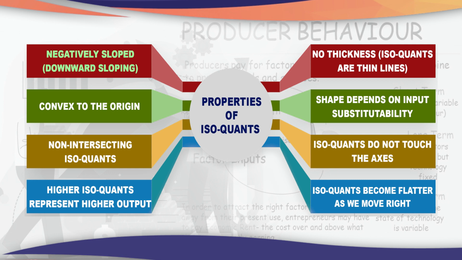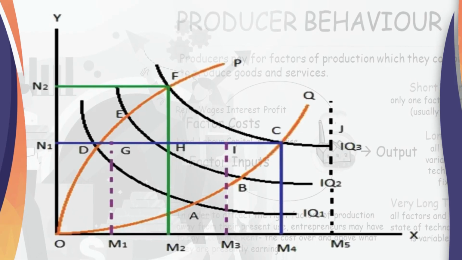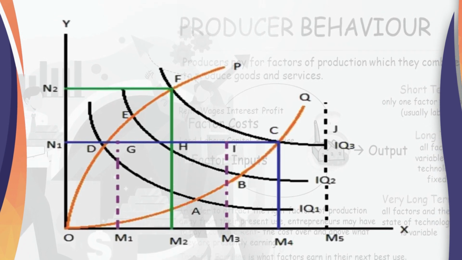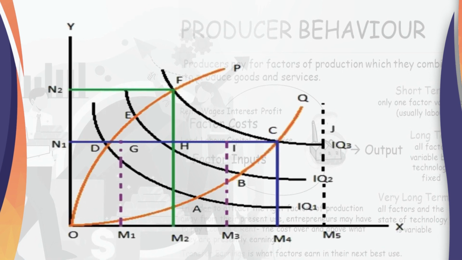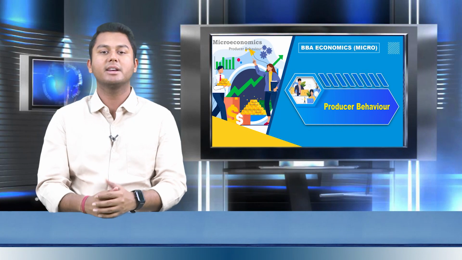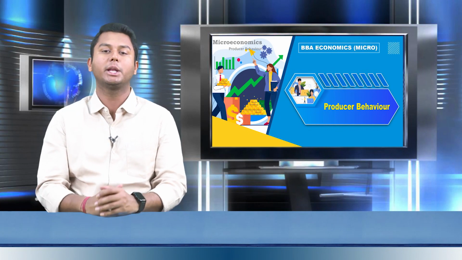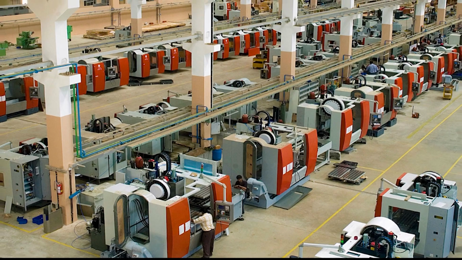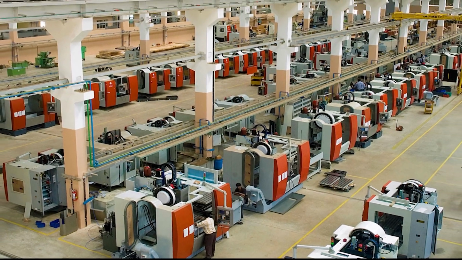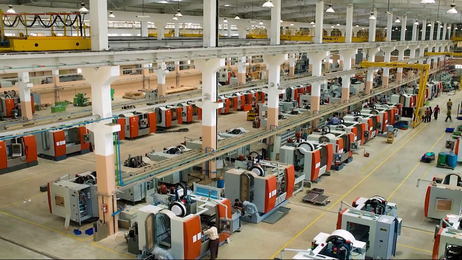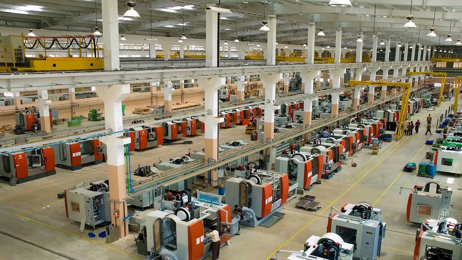First property is that they are negatively sloped or downward sloping. Isoquants always slope downwards from left to right because if one input increases, the other must decrease to maintain the same level of output. This behavior follows the principle of substitutability between inputs. For example, in a factory, if the number of machines, let's say capital, increases, fewer workers or laborers might be needed to produce the same quantity or level of goods.